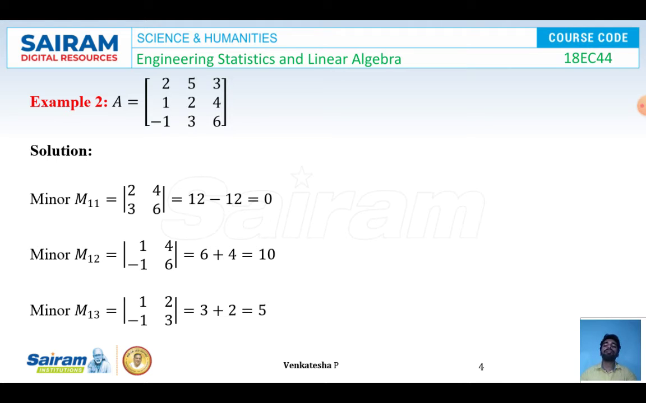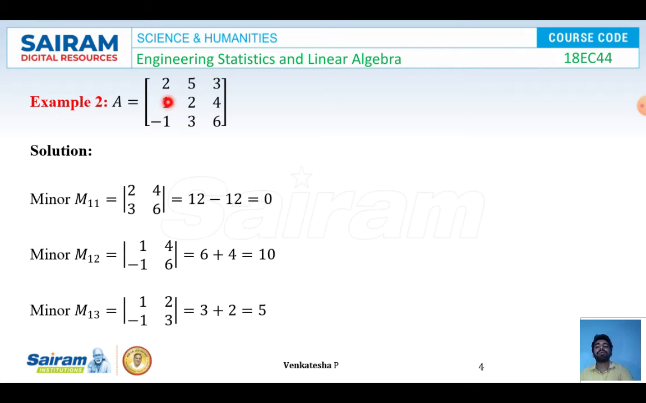As we know, for a 3 cross 3 matrix, the minor will be of order 2. To find the minor M11, I'm going to ignore the first row completely and the first column completely and take the determinant of the remaining entries, that is 2 into 6 minus 4 into 3. That gives 12 minus 12, which is equal to 0. Similarly, to find the minor of this entry, I ignore this complete row and this complete column, so it will be equal to 6 plus 4. For the next entry, ignoring this complete row and column, the minor will be equal to 3 plus 2, which is 5.